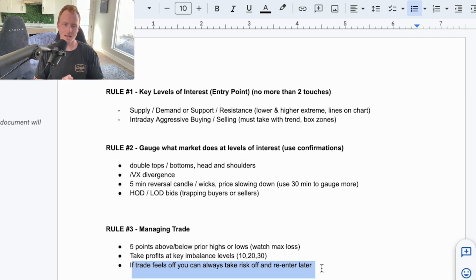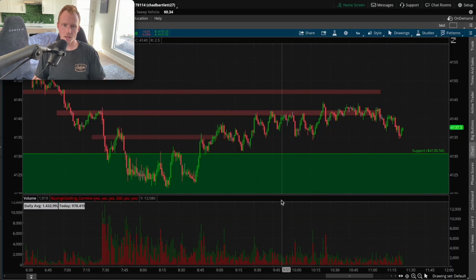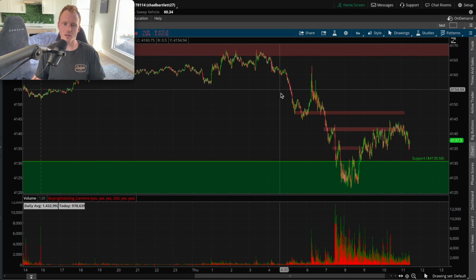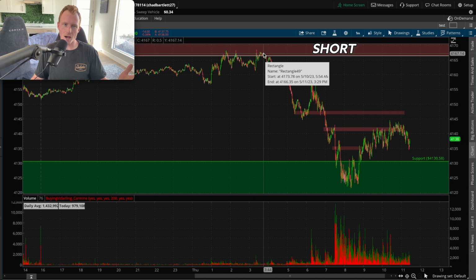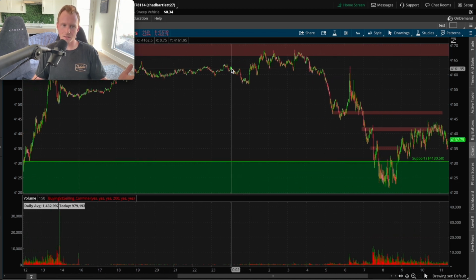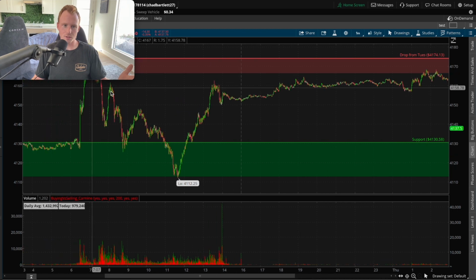So anyways, guys, these are my three rules for finding A plus setups. This is basically the system I use to trade. And really, like I said, the most important part is just establishing key levels, right? Where are the extreme highs? Where are the extreme lows? And ideally, you would want to short at the extreme highs and long at the extreme lows. As you can see from the past couple days, this would have worked very nicely.